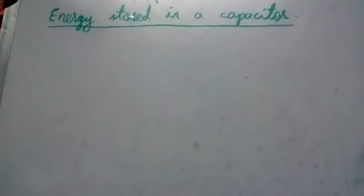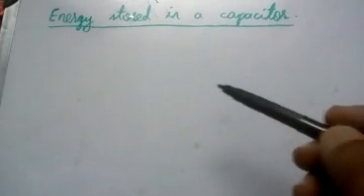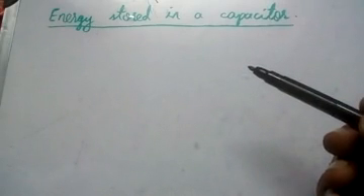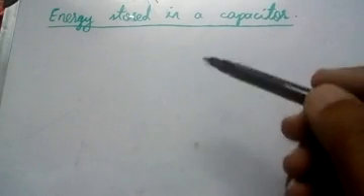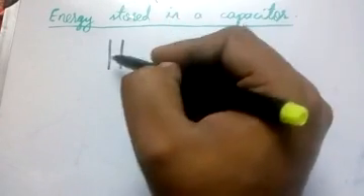Let us now study energy stored in a capacitor. A capacitor is a device which can store charges and energy also. Okay, let's study that now. So let's take a capacitor. The symbol of a capacitor is two parallel lines of equal length.